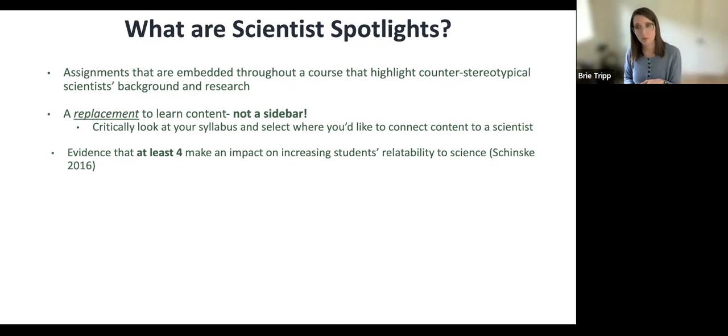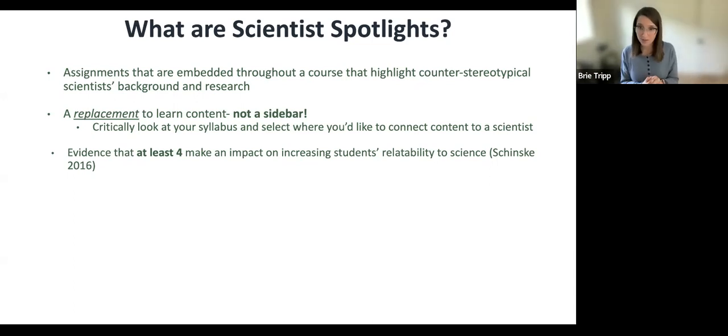And I'll show you why that's important in the data that we're collecting now. It gives us a good idea of why we may want to be more thoughtful in having students actually reflect on it. Okay, so it's important to just look at your syllabus and select where you'd like to connect content to a scientist. It's also super important to choose a scientist that does research that's directly related to the content that you are teaching. Because if you don't, then students just view it as busy work.